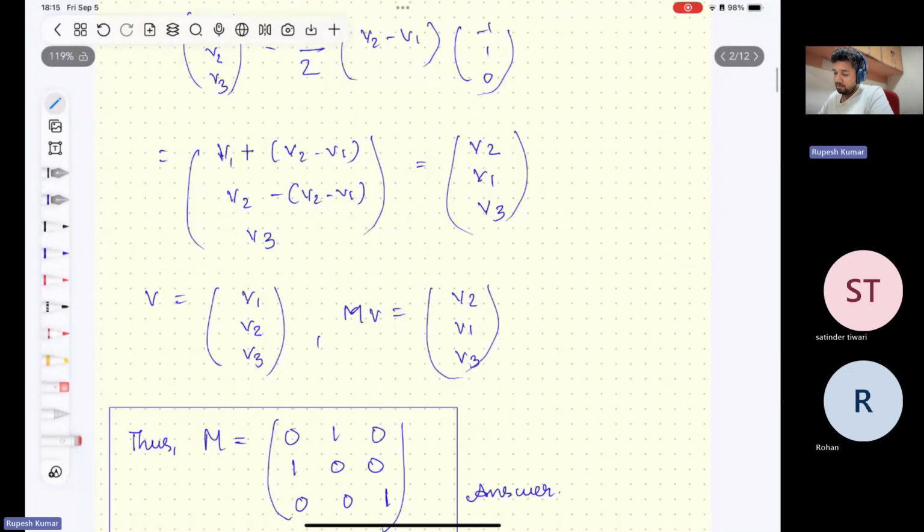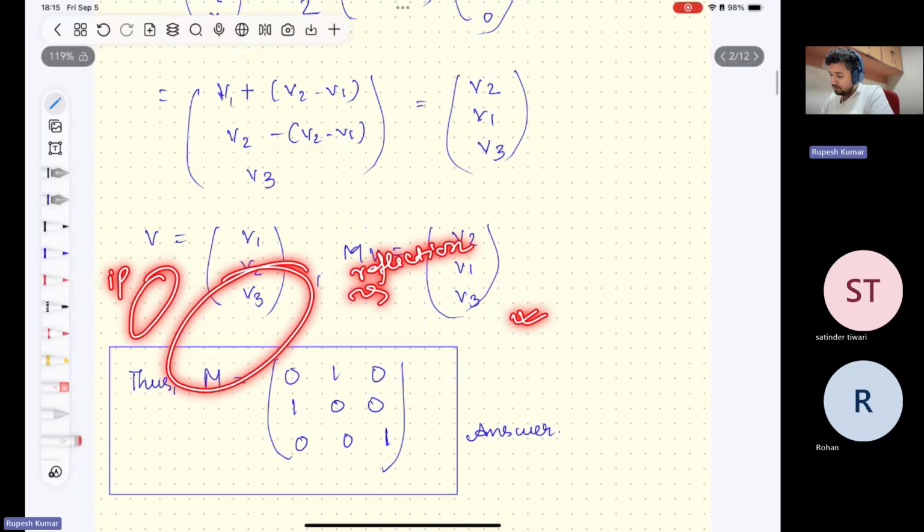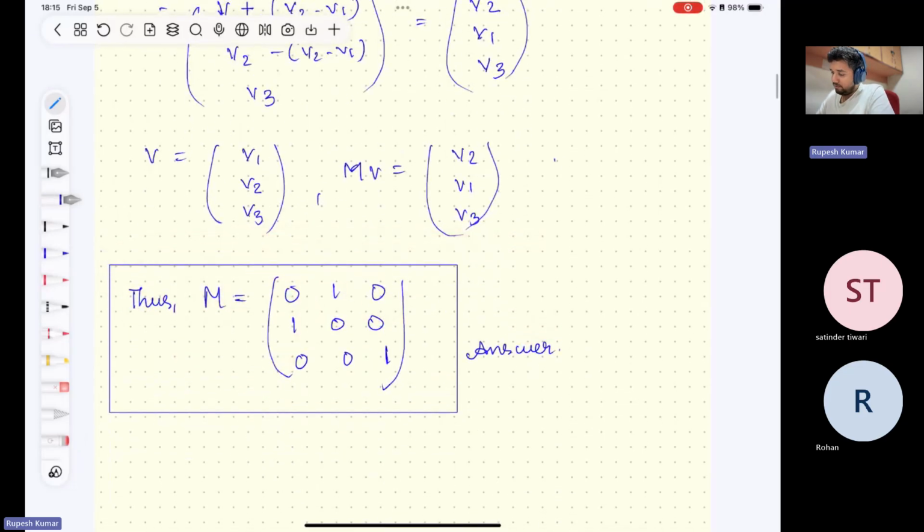So the input was this vector, right? This was our input vector and this is our reflection. So now which matrix essentially maps these vectors? I can say V reflected equals MV, where M is a reflection matrix, right? So what should be the entries of this reflection matrix?